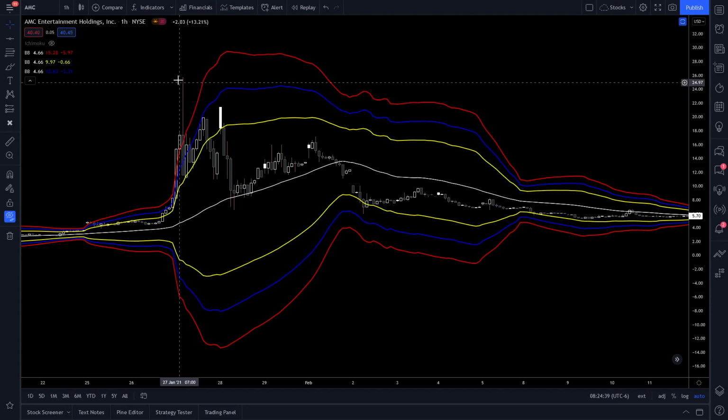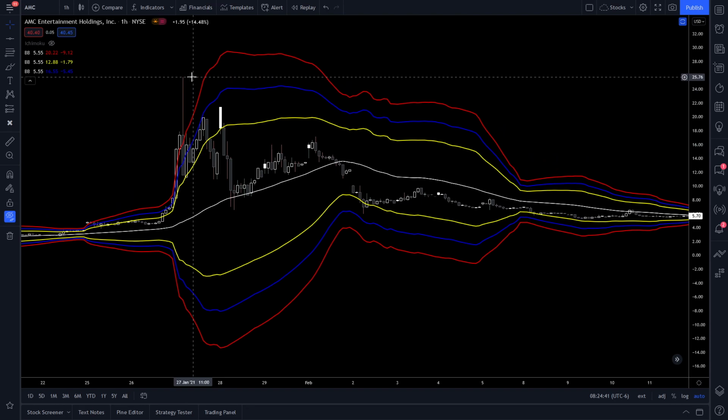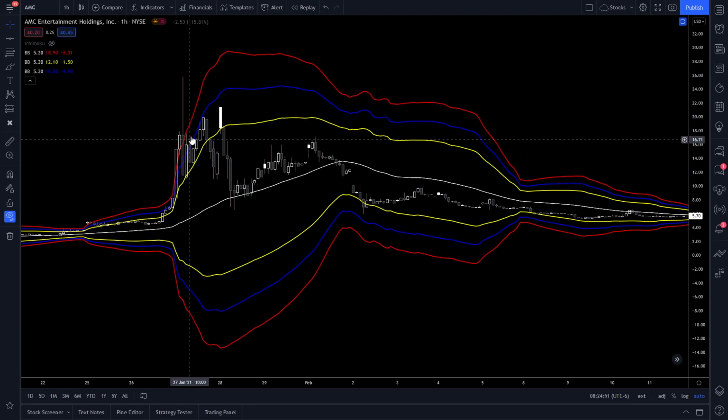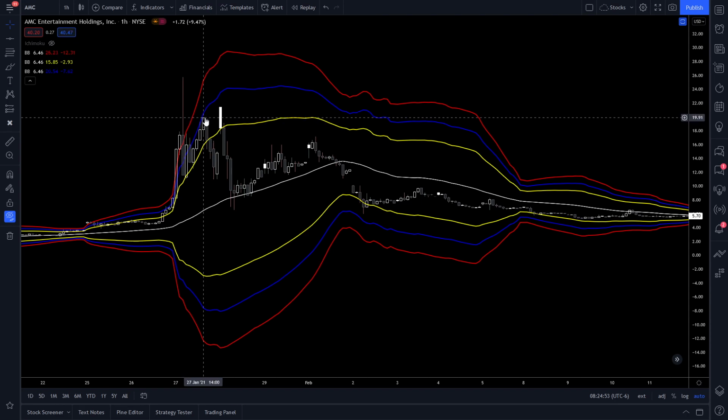So maybe, just for argument's sake, let's say you were targeting $26, right? Comes up there, gets real close. We've gone well beyond the red deviation. We pull back, kind of come back up. So maybe you close your trade here, right?